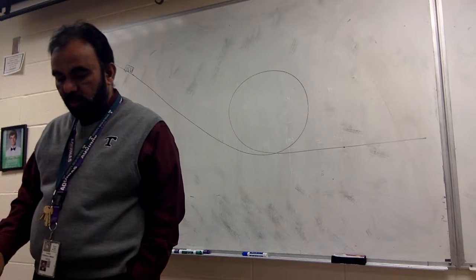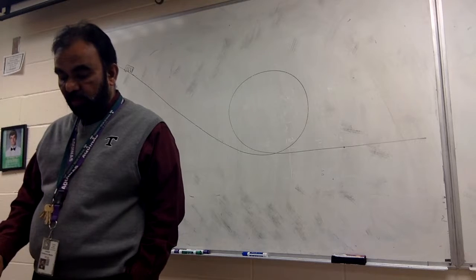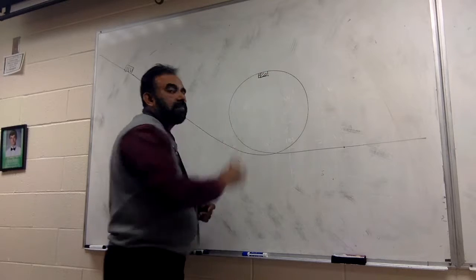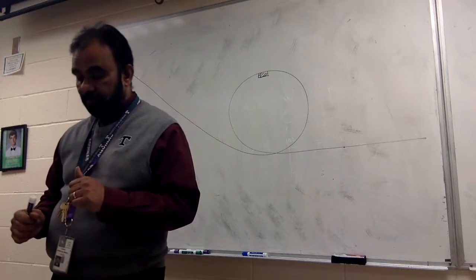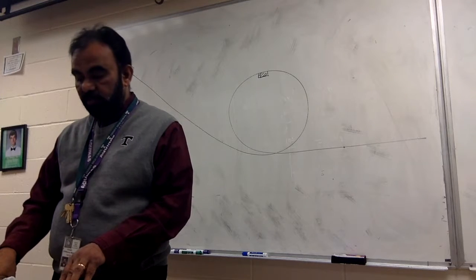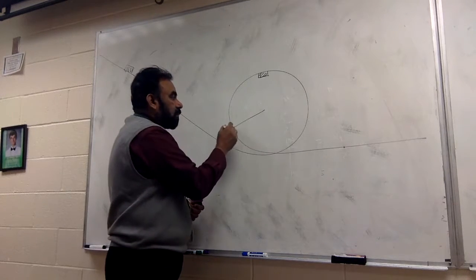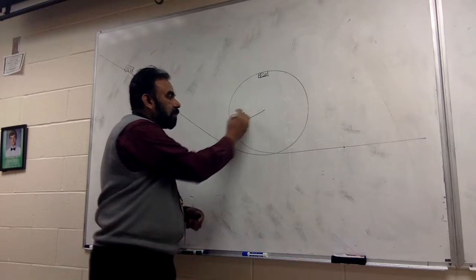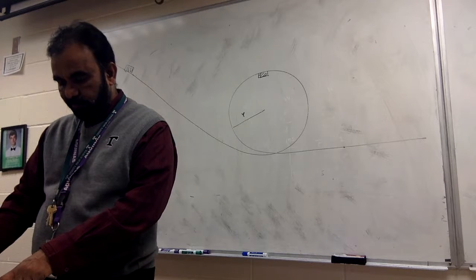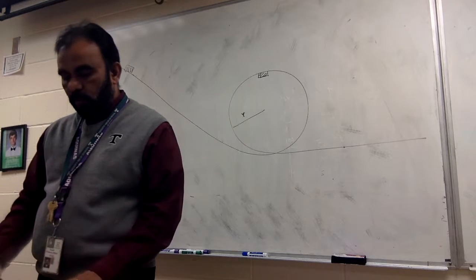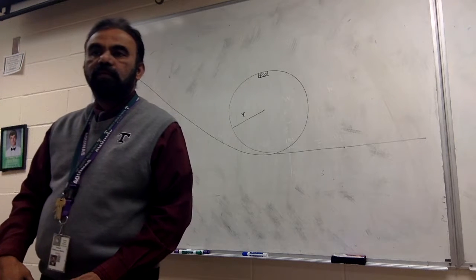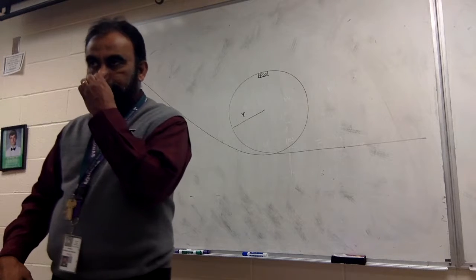If the block is to remain on the track even at the top of the circle, whose radius is r, from what minimum height must it be released?